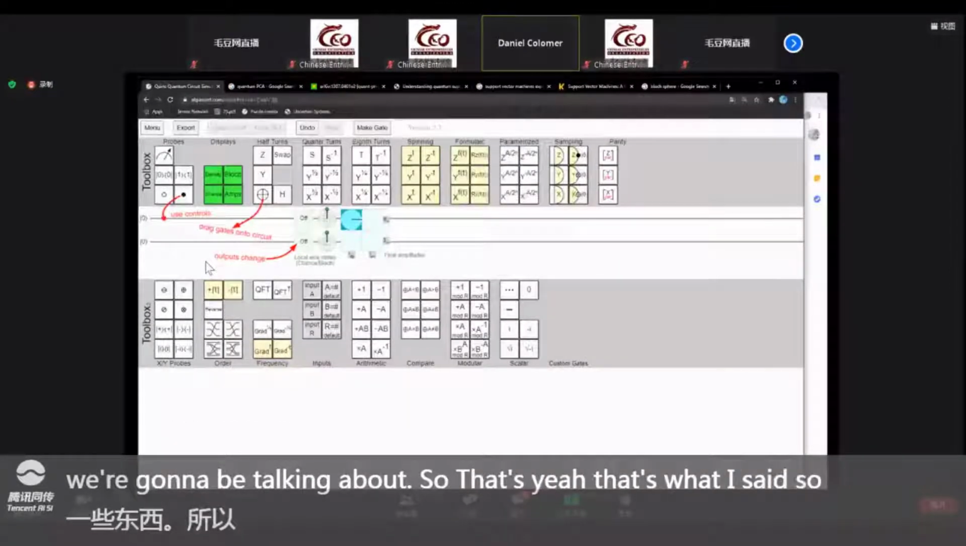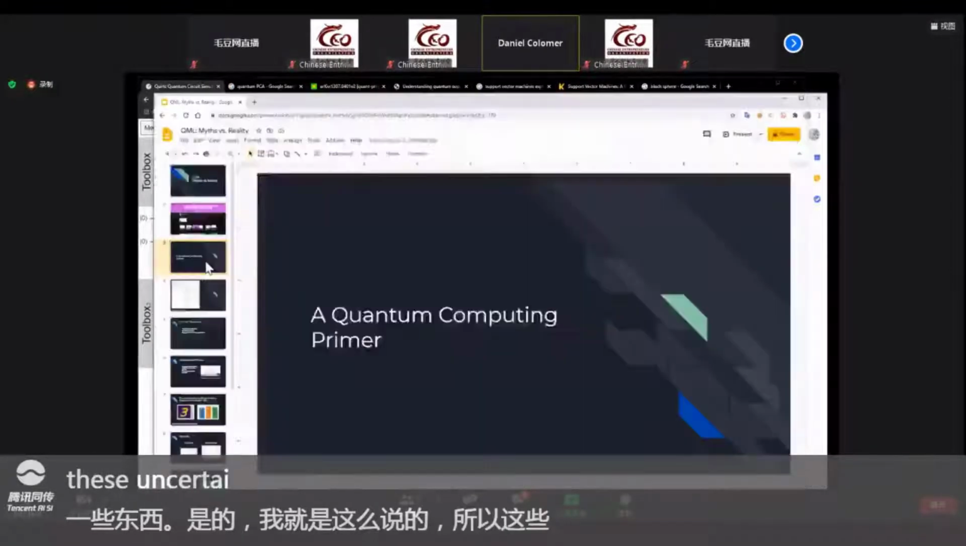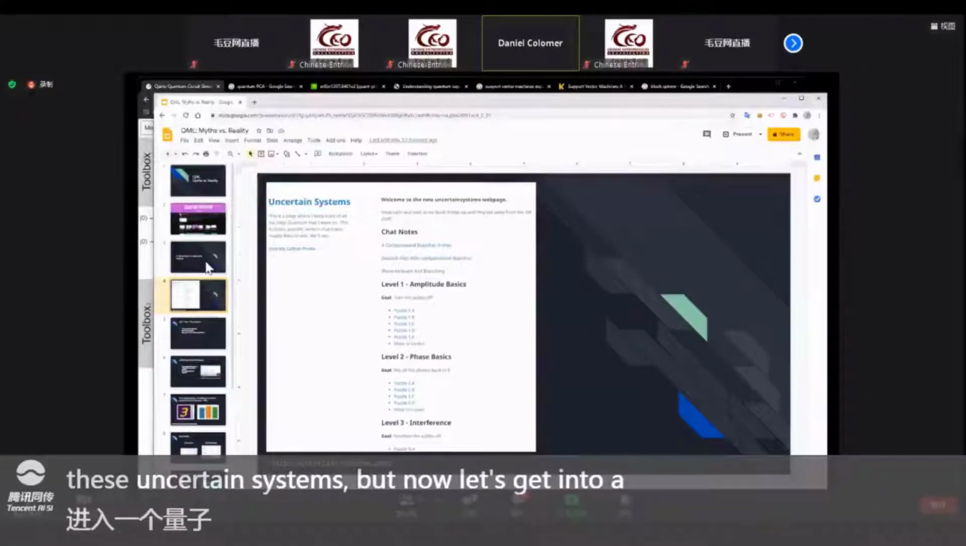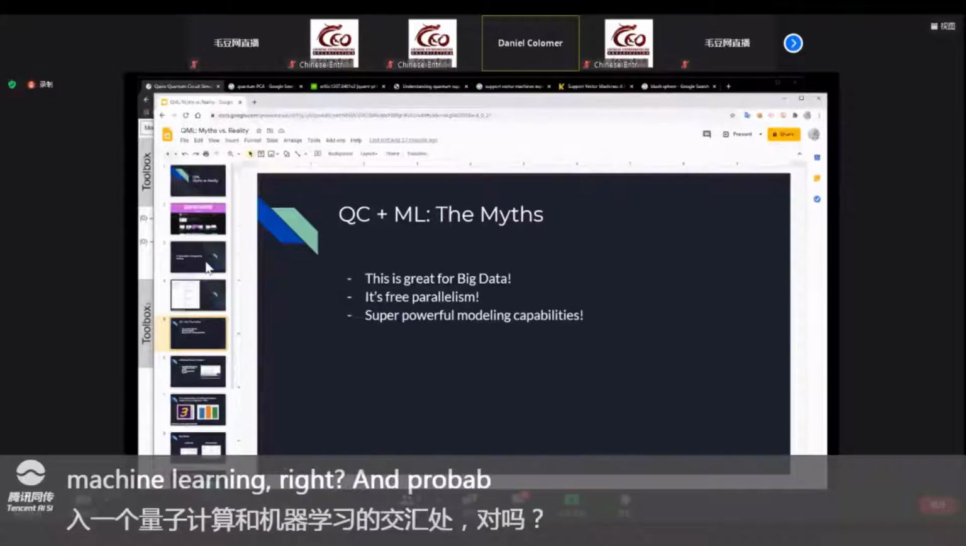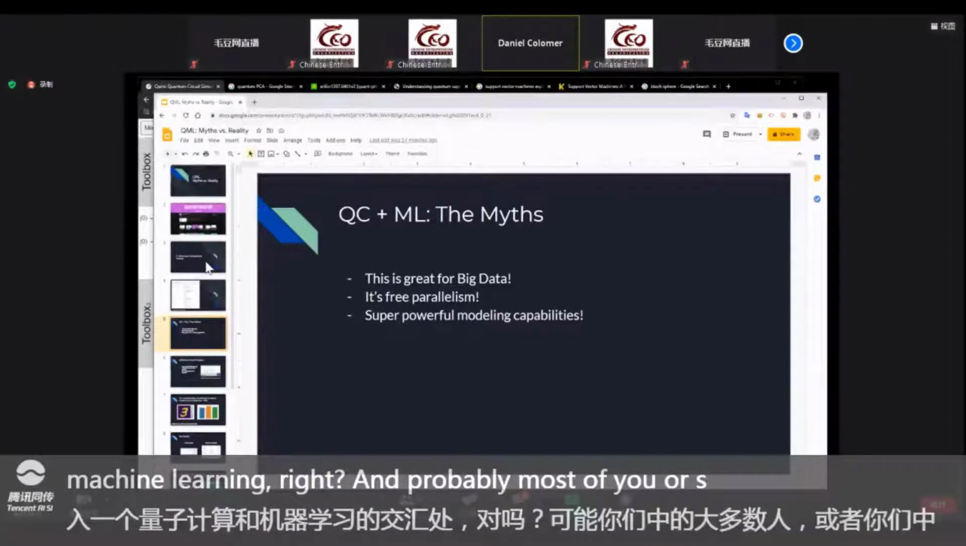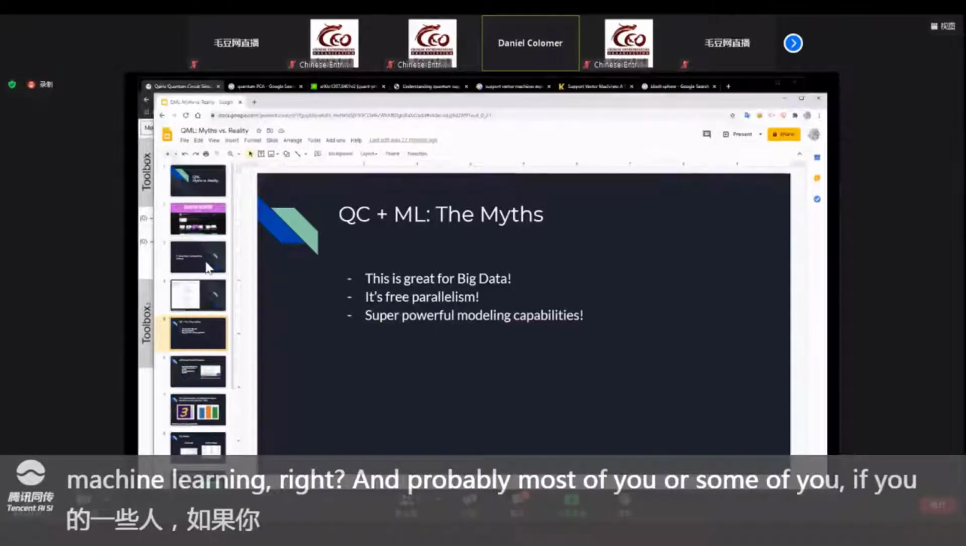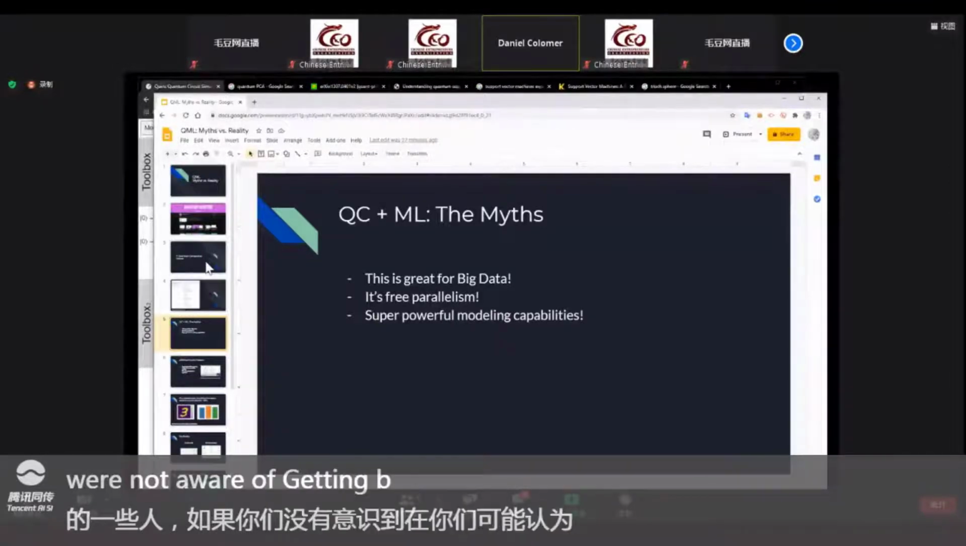So, these uncertain systems, but now let's get into quantum computing meets machine learning, right? Probably most of you, or some of you, if you were not aware of quantum computing before, might think, well, this is great. This is great for big data. This is great because it looks like you've got free parallelism, right?